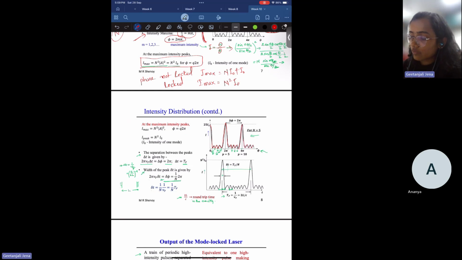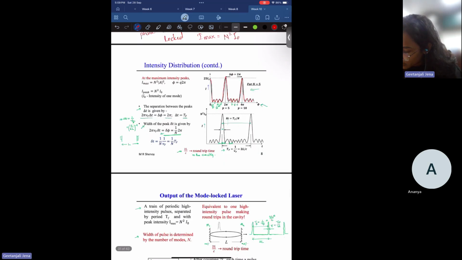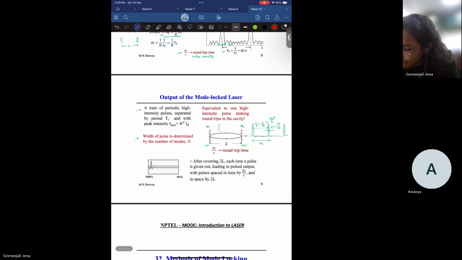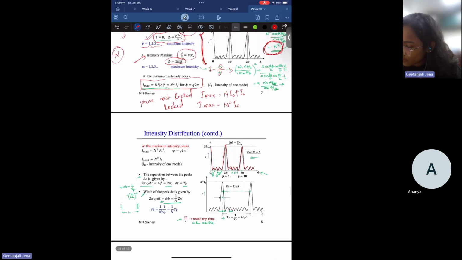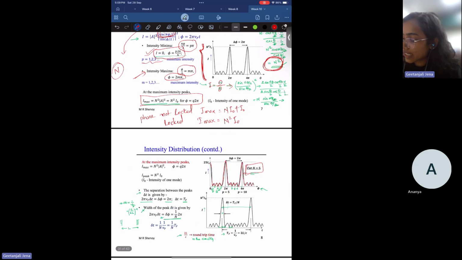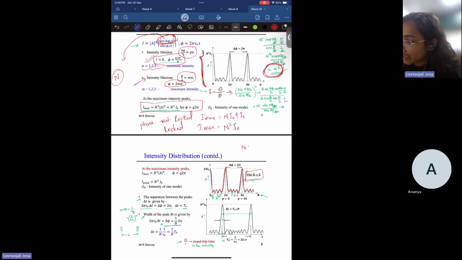We'll understand this by taking one example. I think n equal to 5 they have solved. So for n equal to 5, what is the point where we will get the minima? For minima, n phi by 2 should be equal to p pi, right? And n is already 5. That means phi is 2p pi by 5. So these are the points where you will get the minima, where p is 1, 2, 3.